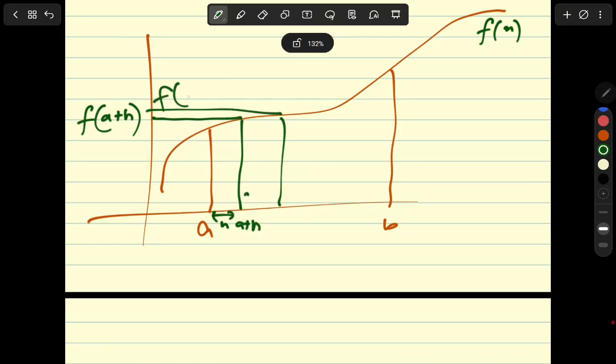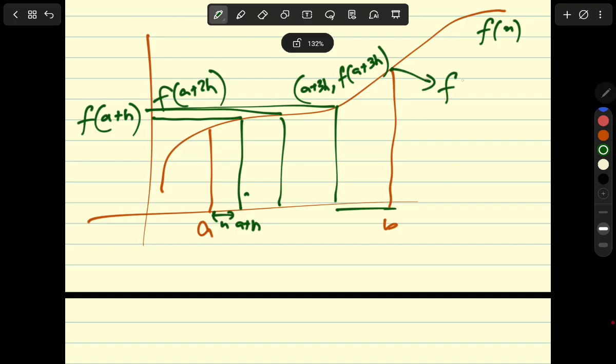So this is going to be the function value at a plus 2h. This is going to be equal to, so if this is a plus 3h, this is going to be the function of a plus 3h. And this value right here is going to be equal to the function of a plus 4h. Now you will see something.